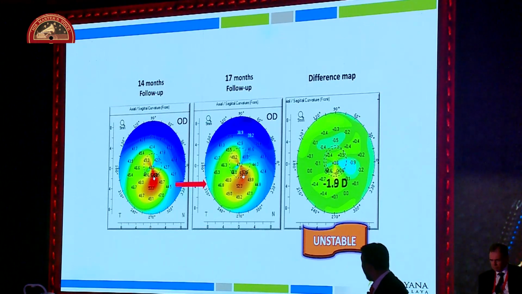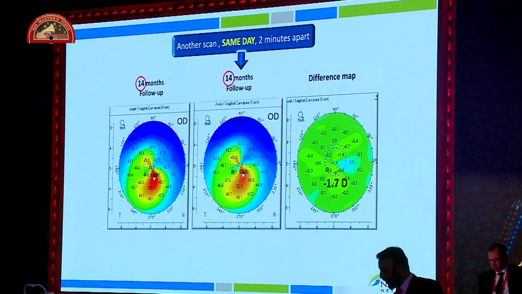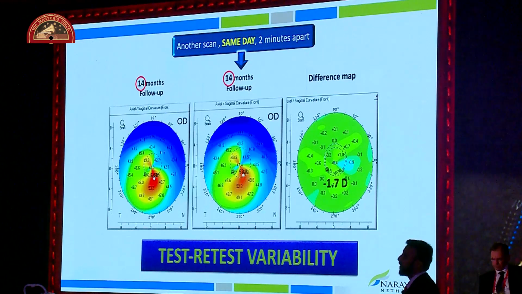Interestingly, when we look at the scan done at the 14th month, same time, same day, 2 minutes apart, look at the difference of what you are seeing. The same day scan has a huge amount of difference, and that's exactly what we call test-retest variability. You should be aware that every machine can have test-retest variability.